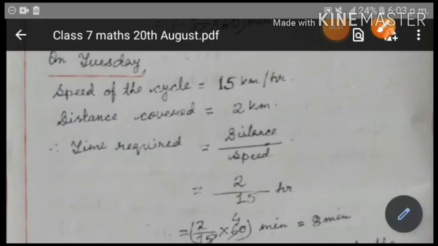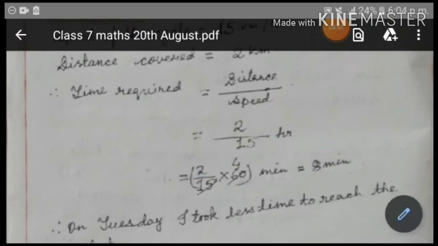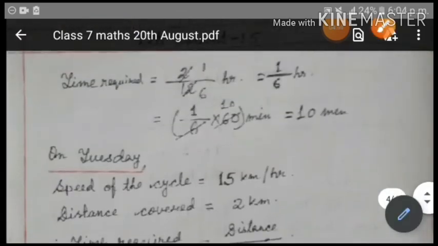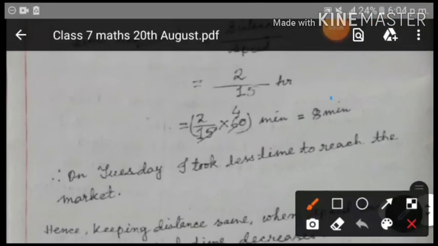So here you are getting 2 by 15 hour. If you convert 2 by 15 hour into minutes, you multiply with 60 and after cancellation you are getting 15 4s are 60 and 4 2s are 8 minutes. So on Monday you took 10 minutes and on Tuesday you took 8 minutes. So on Tuesday I took less time to reach the market.